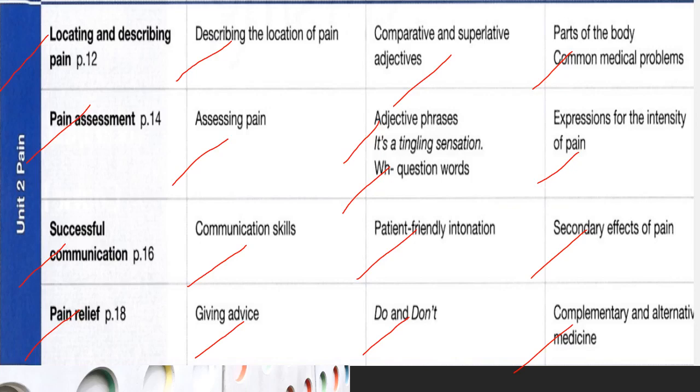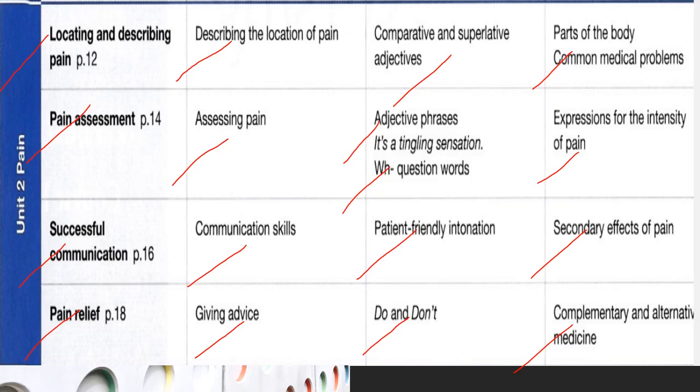Also, some complementary and alternative medicines. How to talk about these kinds of medicine. Complementary means supplements to treatment, and alternative means substitutes. Okay, so this is the map of the unit.